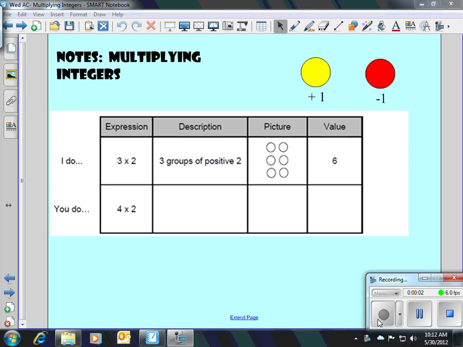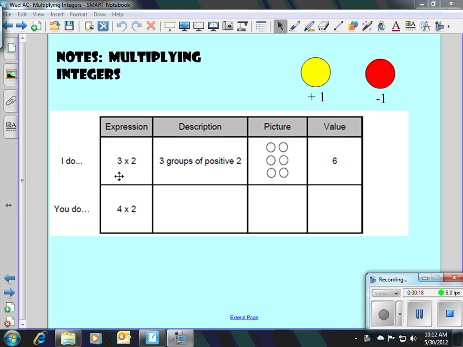This lesson is over multiplying integers. So the first thing we're going to do is look at an expression, talk about what that means in words, draw a picture, and then finally come up with the value. After working several of these, we'll develop some rules for multiplying integers.